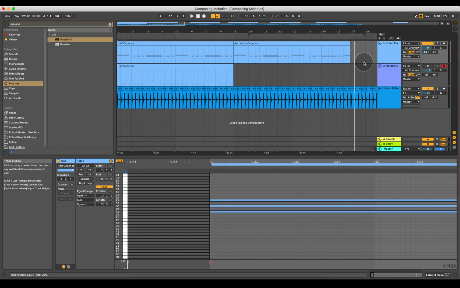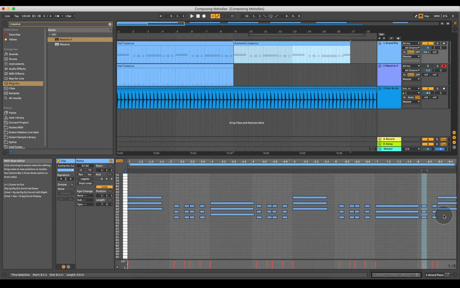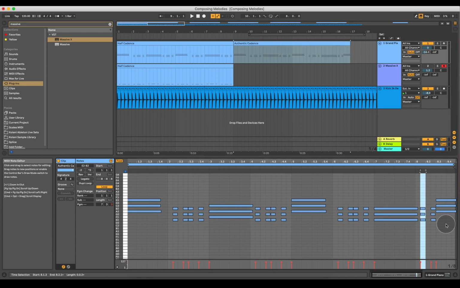Did you feel that on the second phrase, it had a stronger resolve at the end of the 8-bar phrase than at the end of the first phrase? Because we brought it home. We went back to the root chord of our scale.